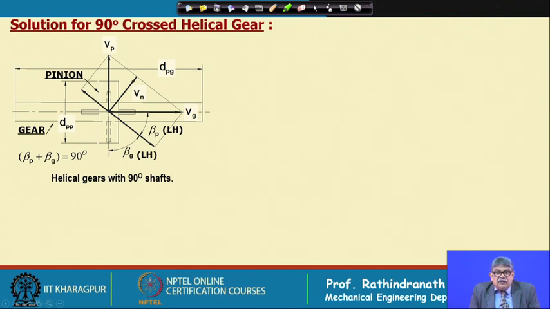Now, here I would like to mention that this also gives us the idea of worm gearing. This is exactly the same as axis-wise, the same as the worm gearing. So, we will later see that worm gearing is nothing but the 90 degree crossed helical gearing, and the solution goes in the same direction.